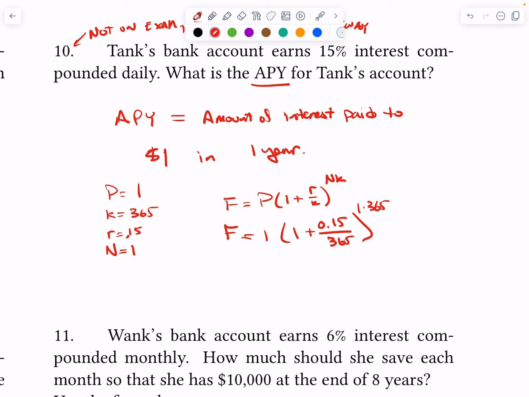So here I'll just be super careful and I will do 0.15 divided by 365. And I got this, 1.0004 1096. I think that'll be enough digits. Over 365. And this 1 at the front end is just 1 times anything is what you get. So now I'm going to raise this to the power of 365. Oh, crud.